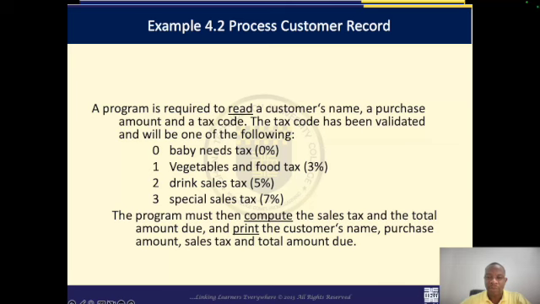If it is 2, it is drinks. We put 5% tax on it. And if it is 3, it's a special sale, so we put 7% on it. The program must compute the sales tax and the total amount due, and print the customer's name, the purchase amount, sales tax, and then the amount due. Can you pause here and see if you can solve this on your own?